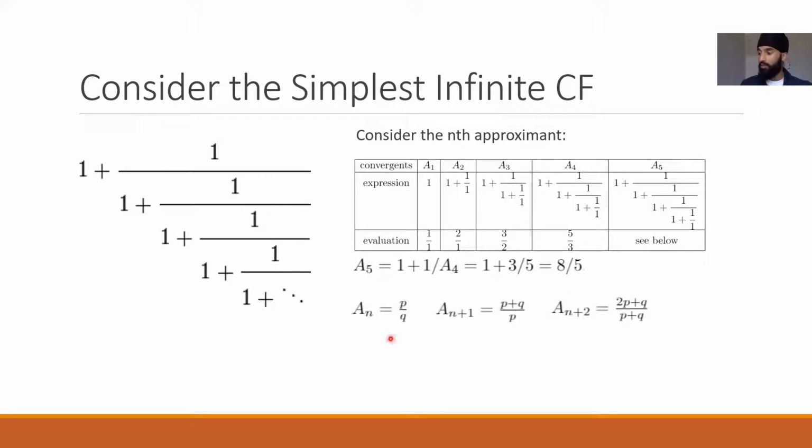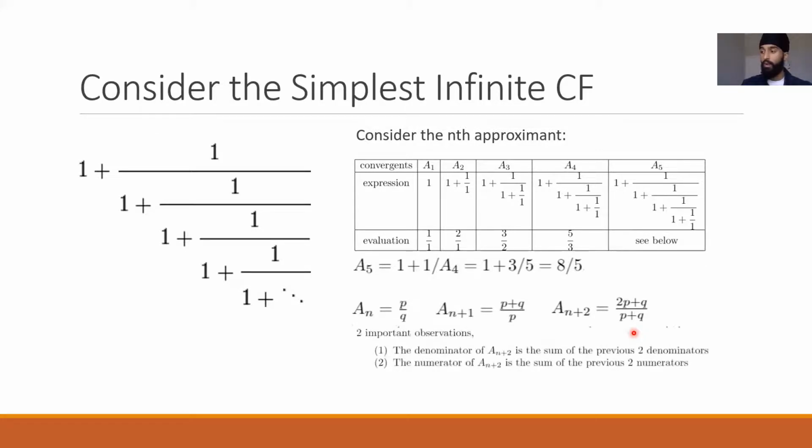And this is very useful because if we know the nth truncation is P over Q, we can calculate the n plus first and the n plus second. And if you stop here just to think about how these are related to each other, you come up with two very important observations. The denominator of A(n+2) is the sum of the previous two denominators, and the exact same thing is true about the numerators. Take a look at this. Q plus P equals P plus Q. P plus Q is equal to 2P plus Q.